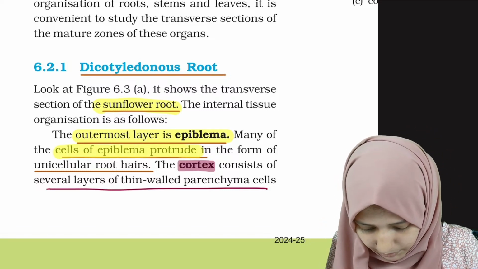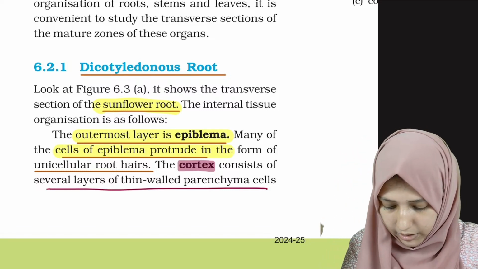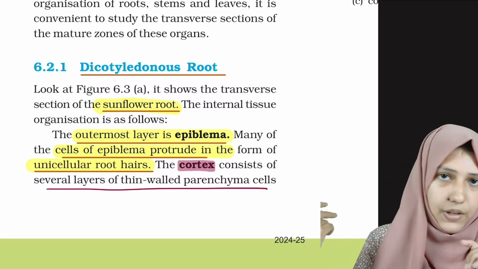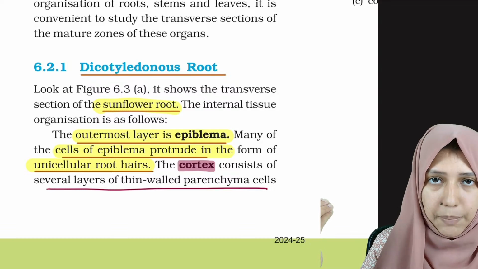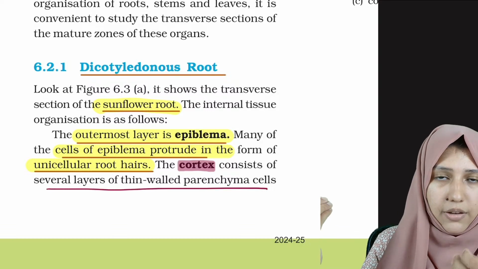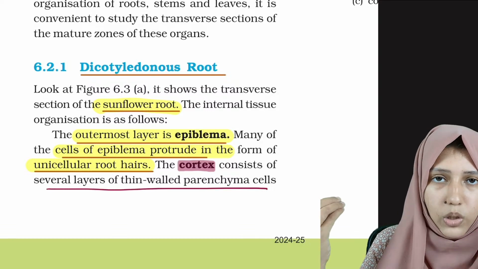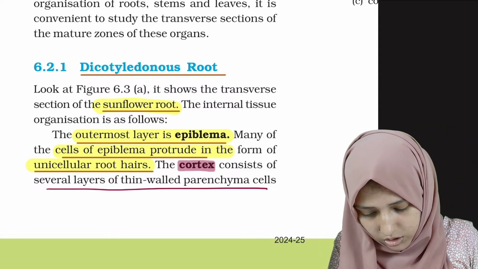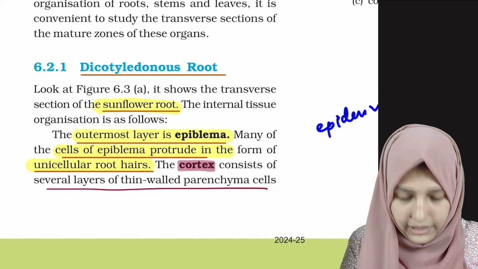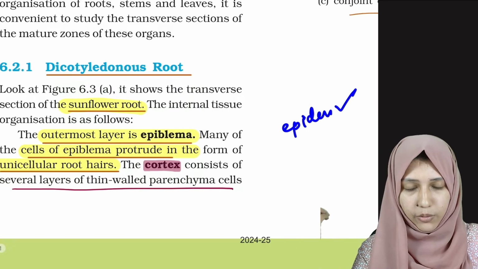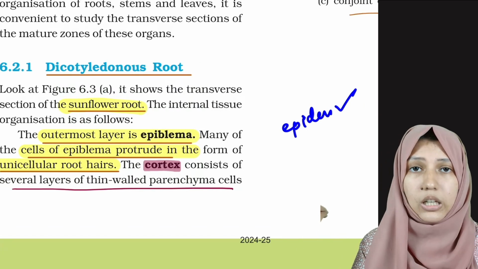Now many cells of epiblema will protrude in the form of unicellular root hairs. As we have discussed, this epidermis will have epidermal appendages, and if they are present in the root, they are known as root hairs. So the epidermal tissue is over. Now comes the second one, which is ground tissue.